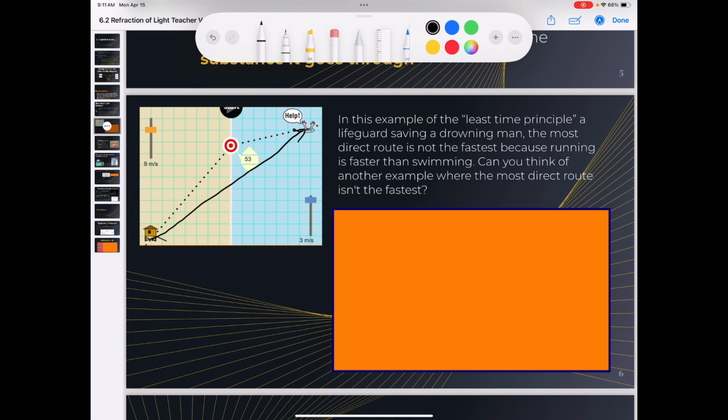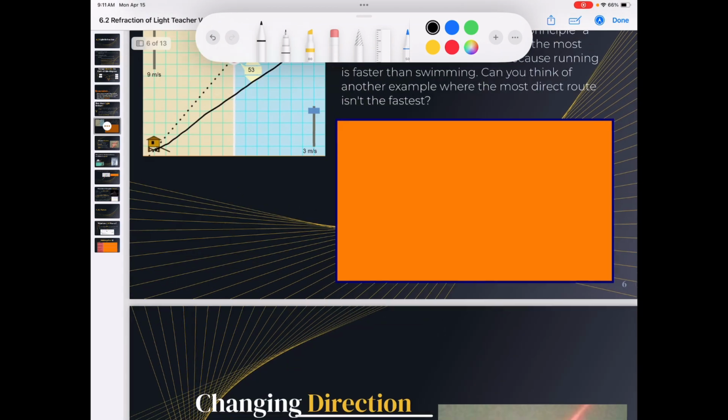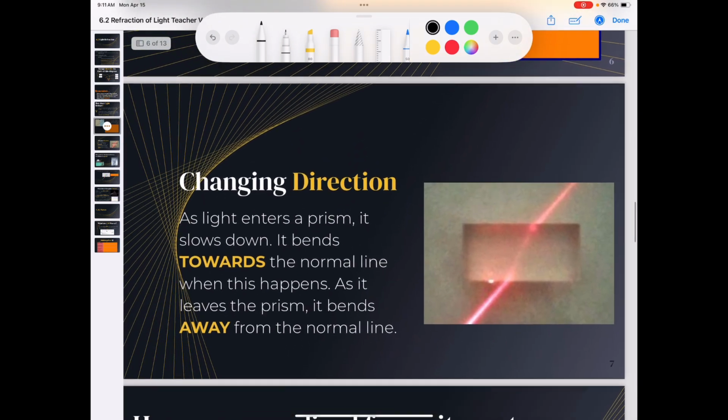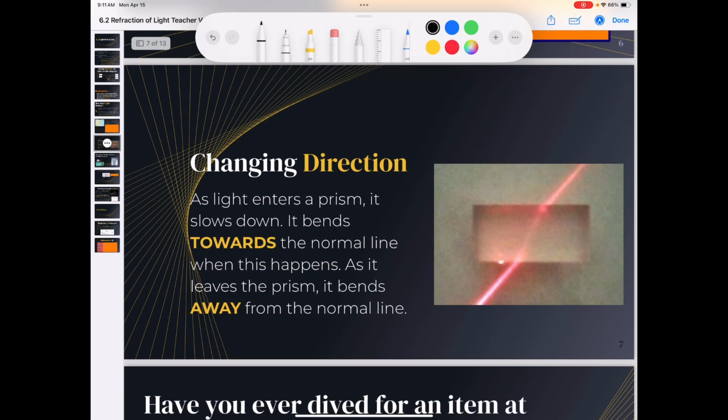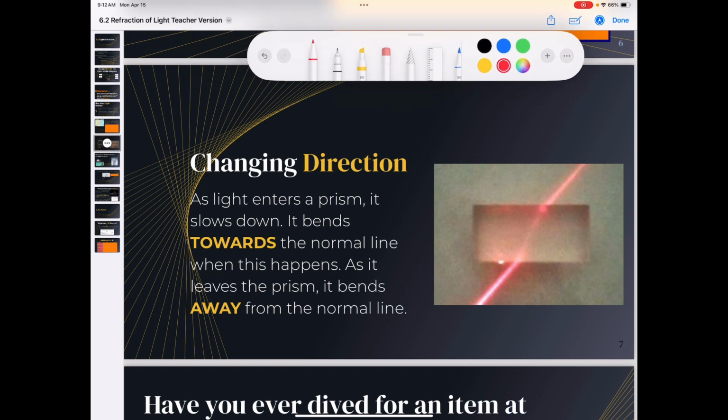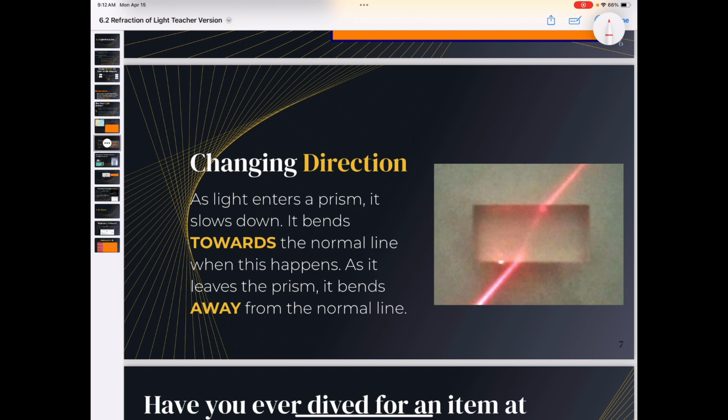And light does the same thing. Light is going to bend a little bit based on the fastest route from point A to point B. And so we get these important rules. Basically what you are going to need to know for drawing diagrams is that as light enters a prism, it's going to slow down and it bends towards the normal line. So as it's going into the prism, it bends towards the line, and as it leaves the prism, it's going to bend away from the normal line.